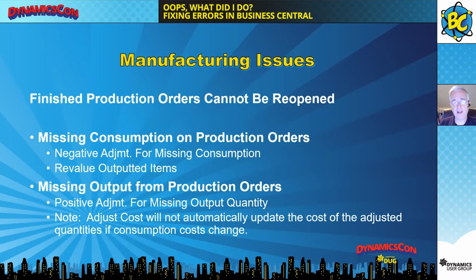If the item is a non-standard cost item, then it is possible to do a revaluation of that item and revalue the output so that it flows properly through the system. So once you know the value of the consumption, you go ahead and do that revaluation. And we're actually going to look at revaluations in just a minute to be able to correct item costs.